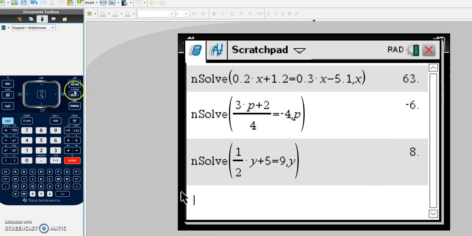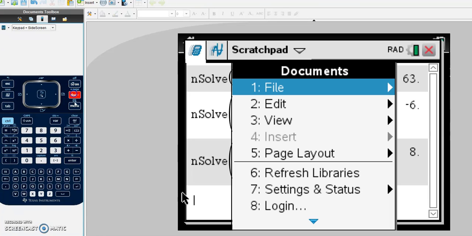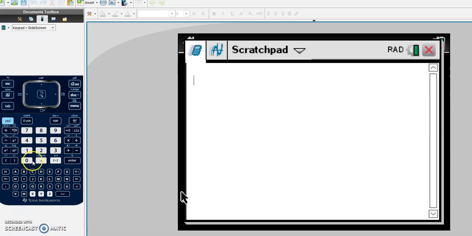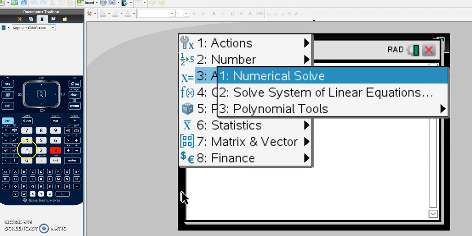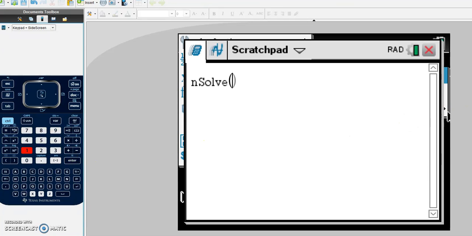I'm going to clear my scratchpad, so I'm going to go to Doc and then B to clear that off. There we go. All right, so now we can go to Menu, and then again, Algebra and Numerical Solve. And let me write the problem up here real quickly. It was 5 plus 3 parentheses w plus 2 equals 7 plus 4w minus w. Okay, so now in solve, I just need to type 5.